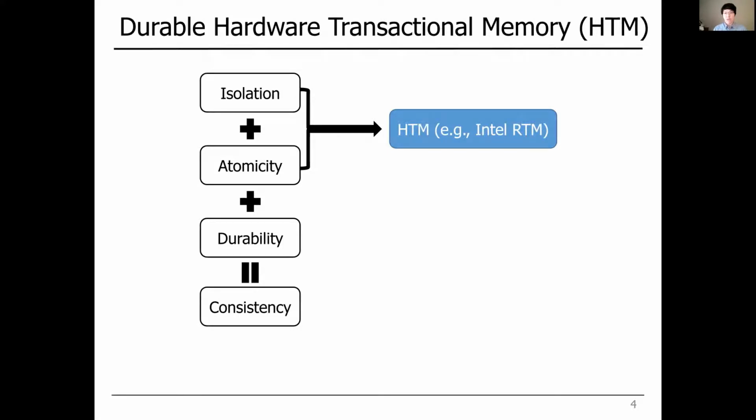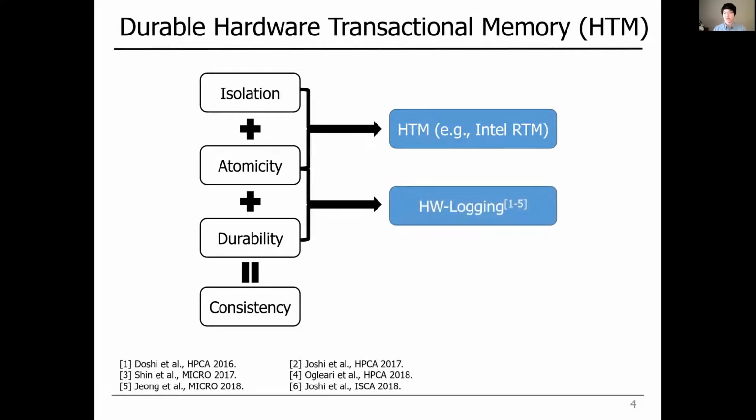On the other hand, atomicity and durability are guaranteed by hardware logging techniques. They are responsible for flushing data to NVM and managing the persist order. So combining the HTM and hardware logging approaches provides durable HTM, which is the target of this paper. The basic idea of durable HTM is already proposed in a previous study, but we identify drawbacks, as I'm going to explain soon.